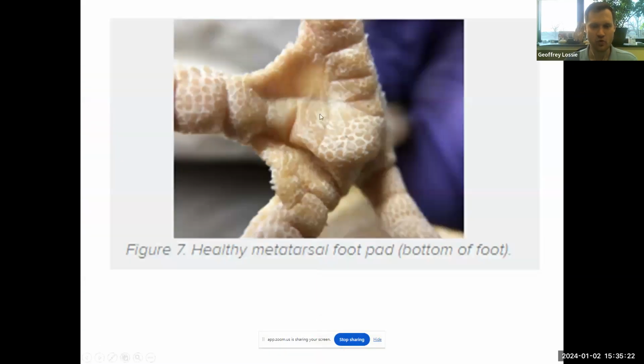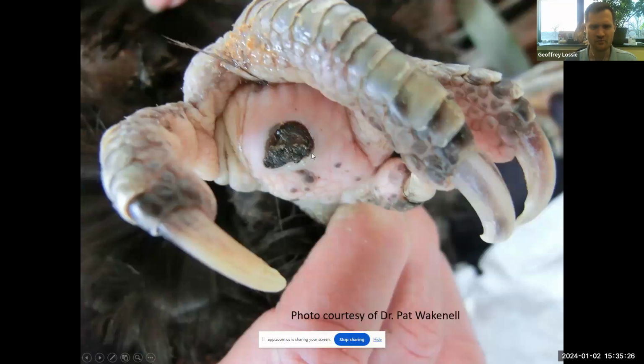Now that you've seen the more abnormal side of pododermatitis, this is your classic pododermatitis. Again, we saw this normal, healthy metatarsal foot pad. You come down here and you can see this black to brown scab and swelling on that metatarsal foot pad. And this is pododermatitis.